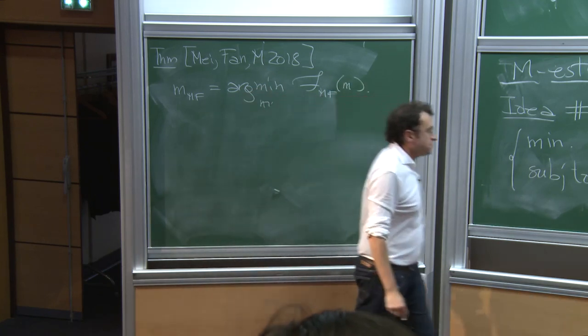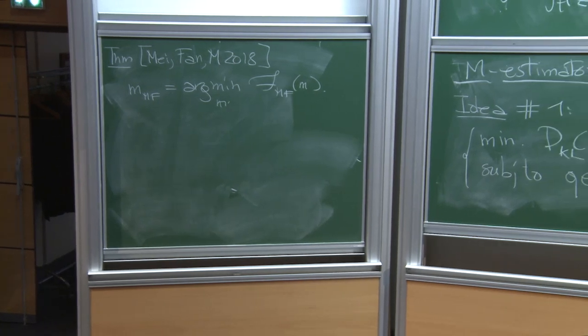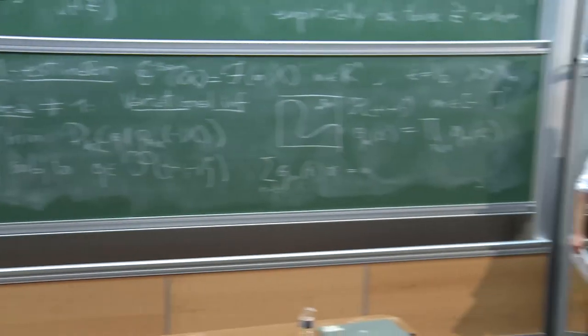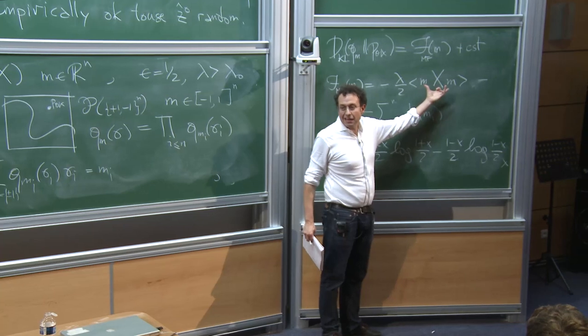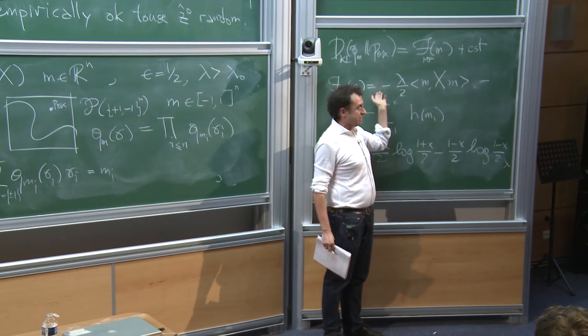Notice, by the way, that this cost function makes perfect sense intuitively, right? What you're trying to do is somehow fit the data. This is basically the likelihood of the data. So this is the maximum likelihood objective, basically.